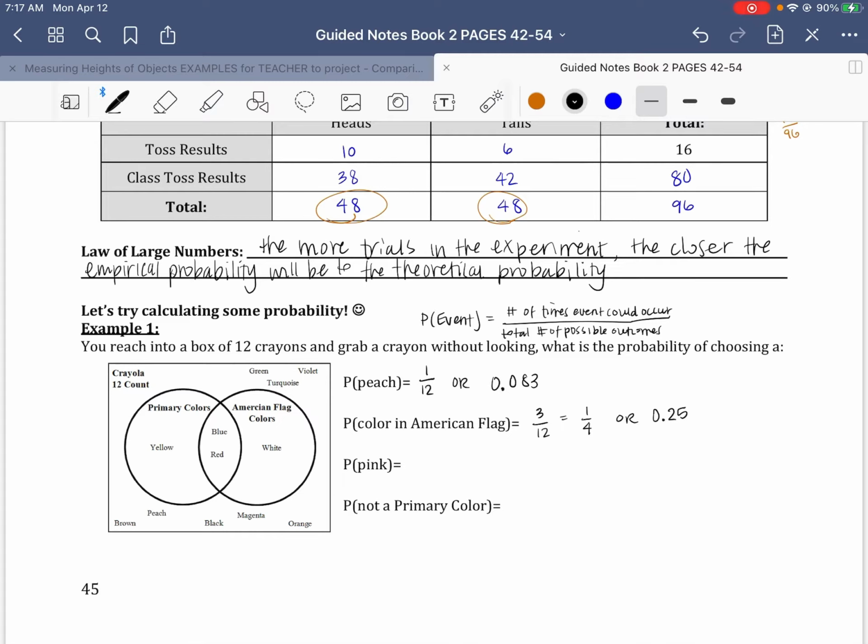The next one, probability of getting a pink. If you look in here, there's not one specific crayon that is named pink, so there would be 0 out of the 12 that would result in getting a pink, or in other words, we would just call that 0.